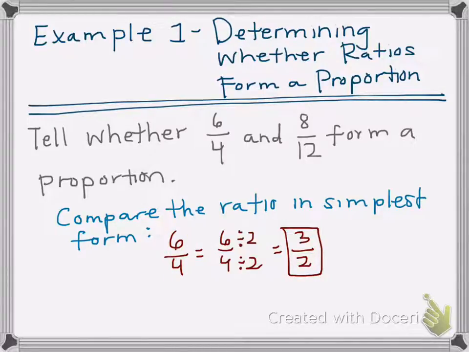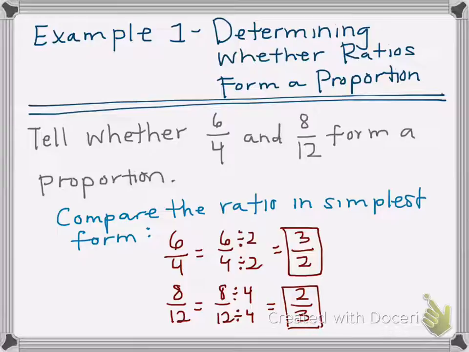Now that we got that one, we have to make the other fraction in simplest form. So 8/12 is equivalent to 2/3 because we divided by 4 on the top and the bottom to get 2/3. Now it's a simple question. Let's compare them in simplest form. Are they a proportion? Are they equivalent? Is 3/2 the same as 2/3? Well, when you say it out loud, it's pretty clear.